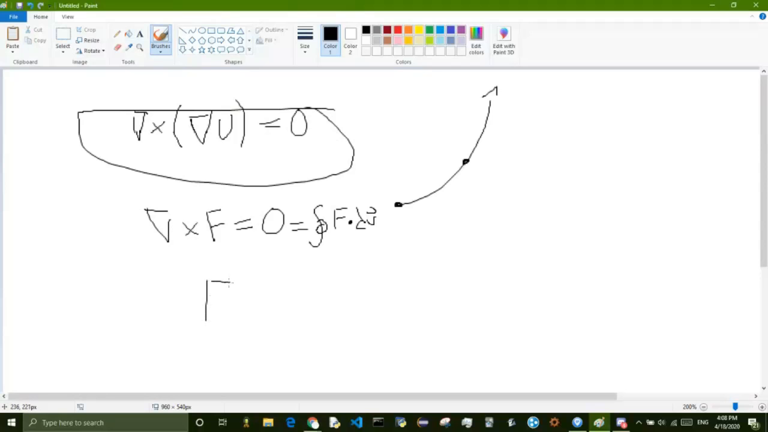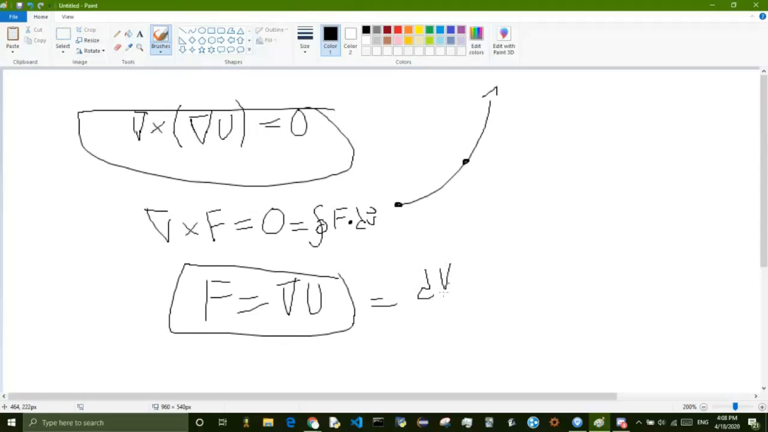So f must be able to be written as the divergence of some other function, right? Because the curl of the divergence of some function gives you 0, and the curl of f gives you 0. So f must be able to be written in this form, right? And this divergence is the same thing as, in one dimension, it simply reduces to the derivative. So you get dv/dx, rather, right?